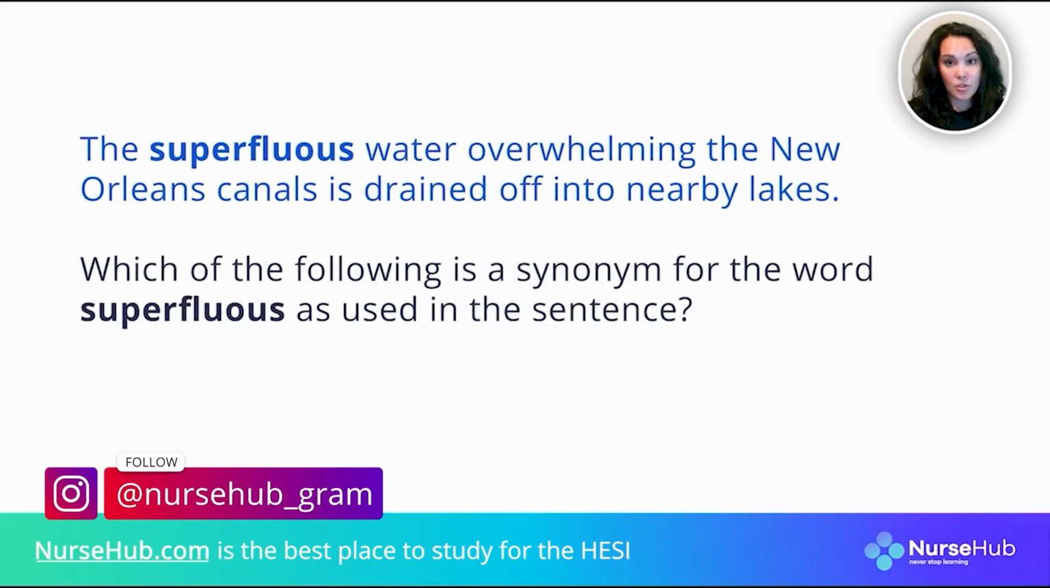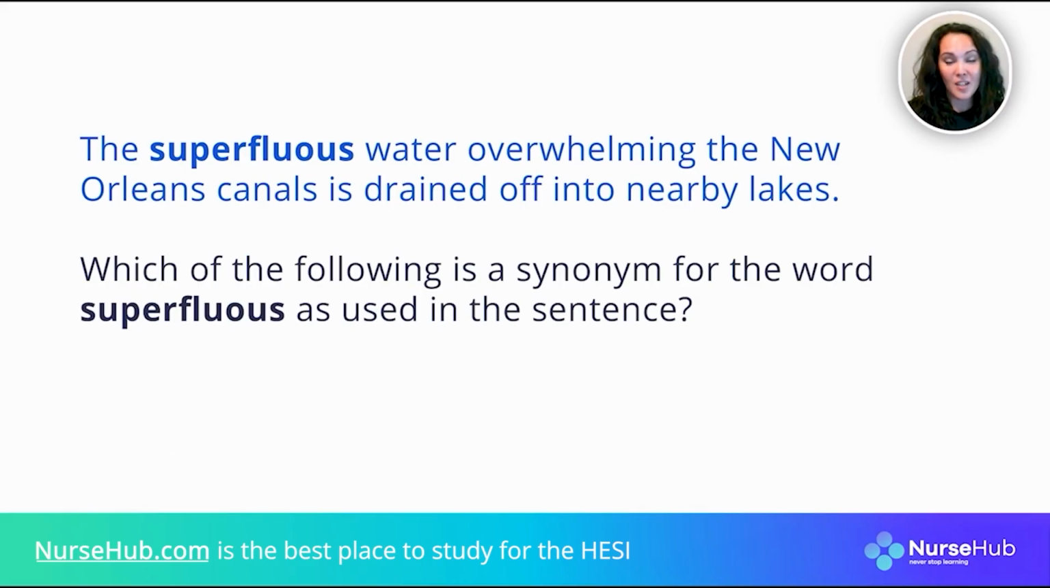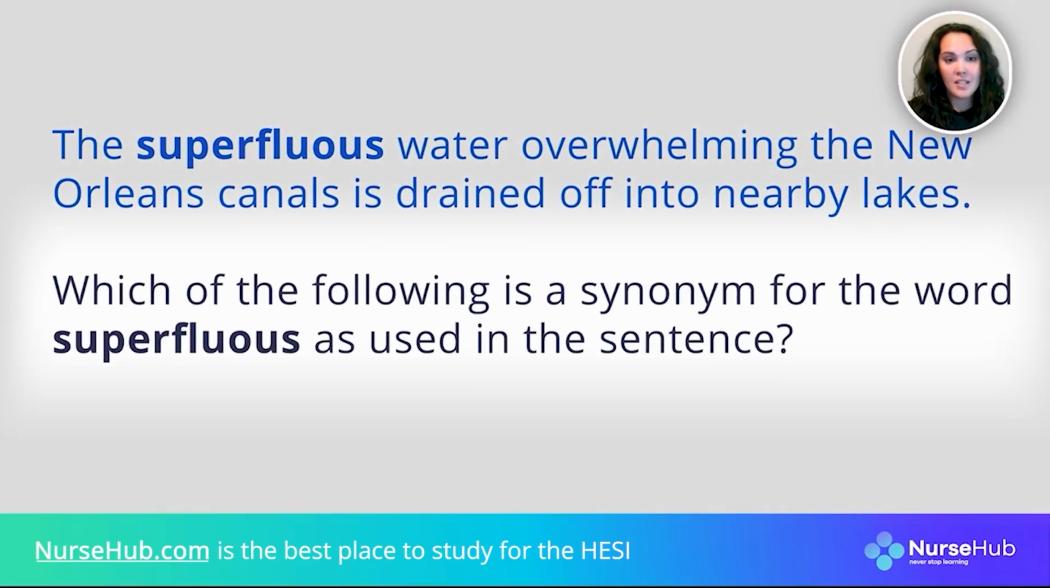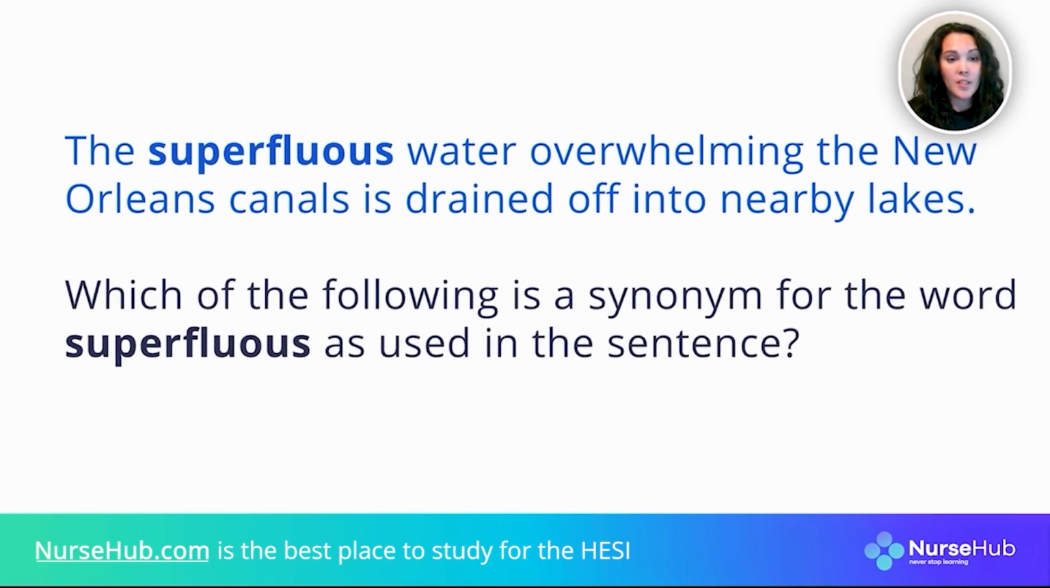We're going to dive right into examples here. So this first example has a bolded word in the sentence, but we're going to pause and take a step back. Let's read the question first, all right? The question reads, which of the following is a synonym for the word superfluous as used in the sentence? Remember, synonym means similar meaning or same. Now let's go read the sentence. Now we know what we're looking for. We're looking for a synonym. The superfluous water overwhelming the New Orleans canals is drained off into nearby lakes.